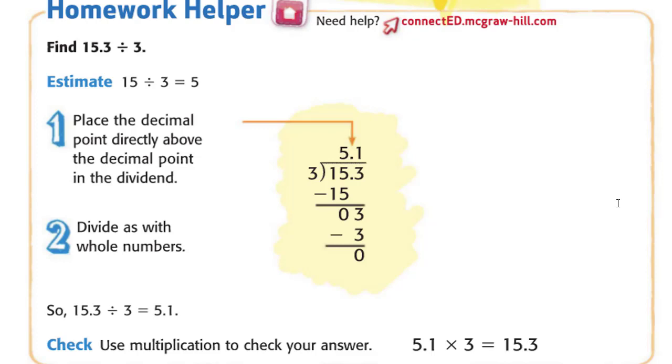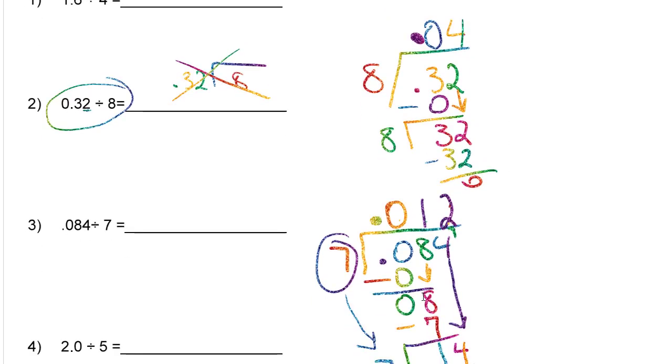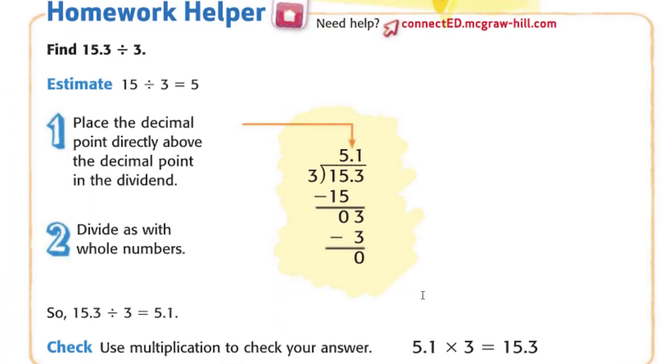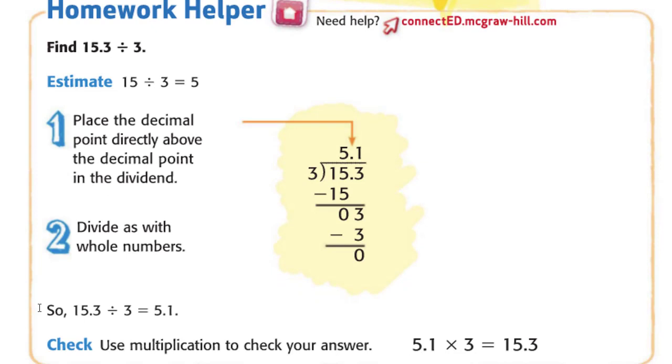It says, find 15 and 3 tenths divided by 3. Estimate 15 divided by 3 equals 5. Okay. Place the decimal point directly above the decimal point in the dividend, which is what Mrs. Schmidt was doing in the other problems. We have our decimal points lined up. Okay, and there's no decimal here in the divisor, so we're good. We don't need to move it or anything. Divide as with whole numbers. So that means follow the steps that we did up here, the same division steps.